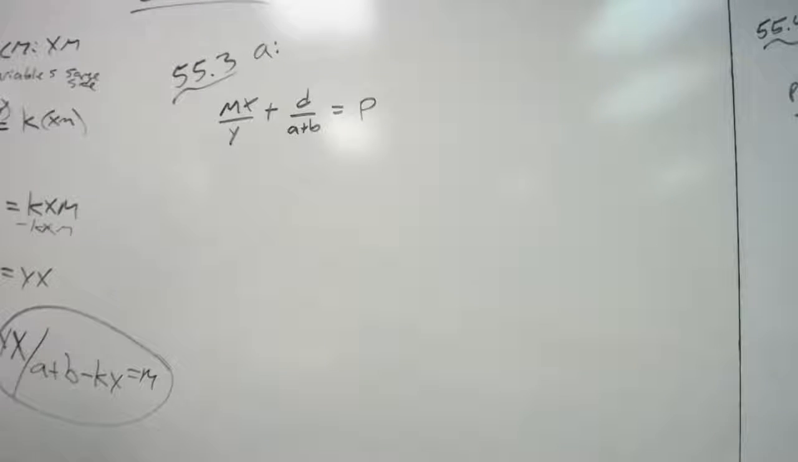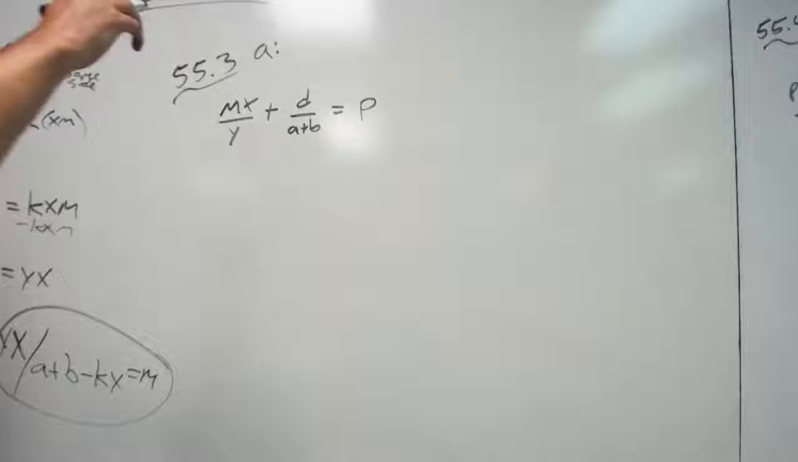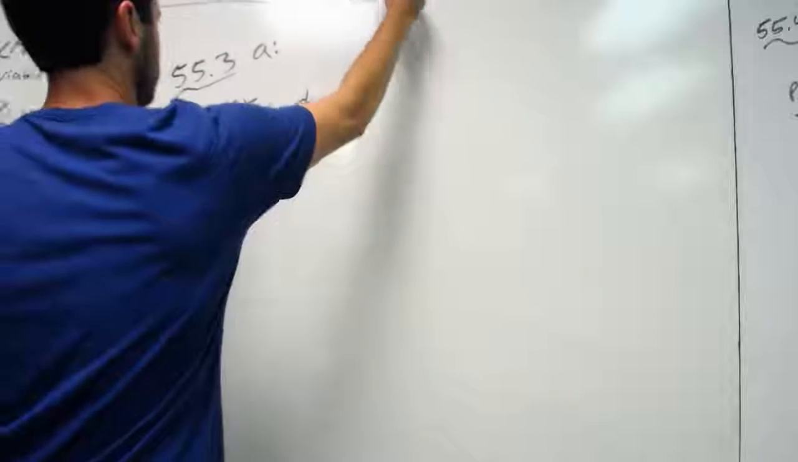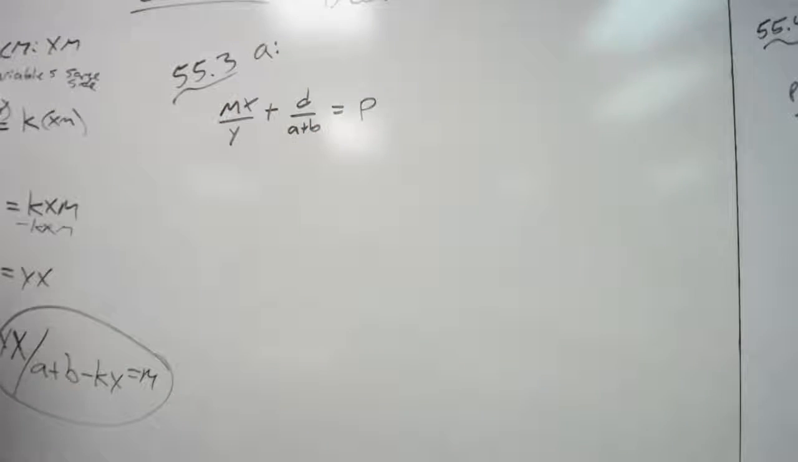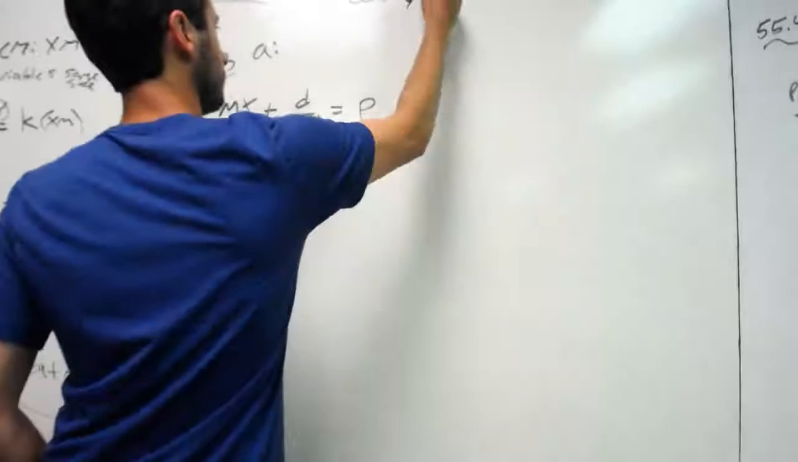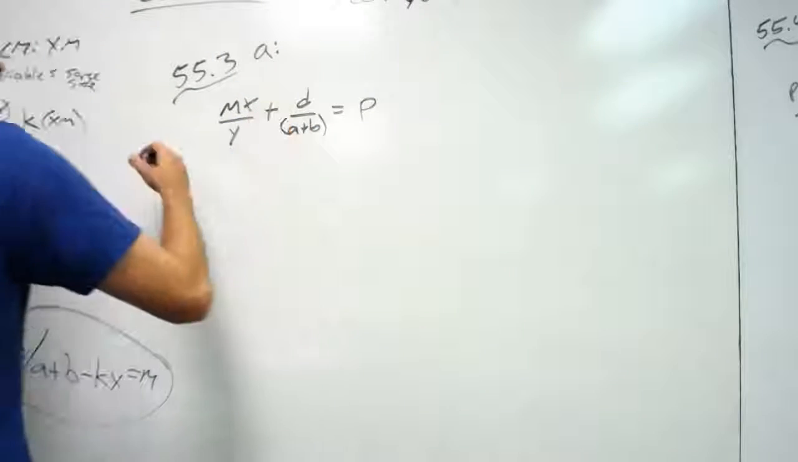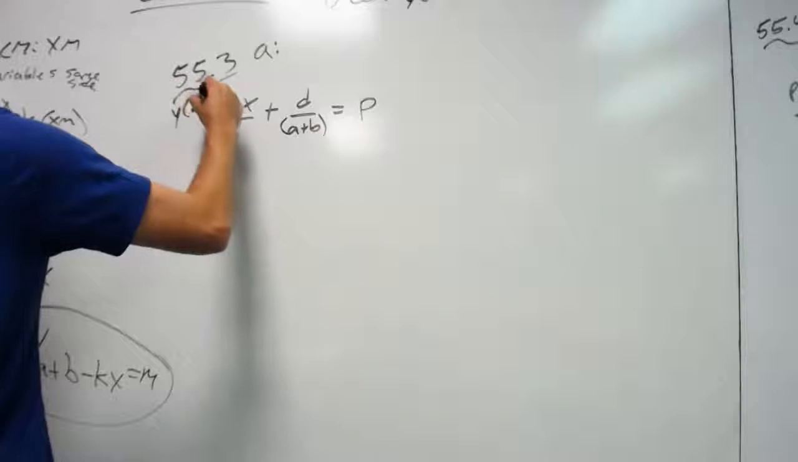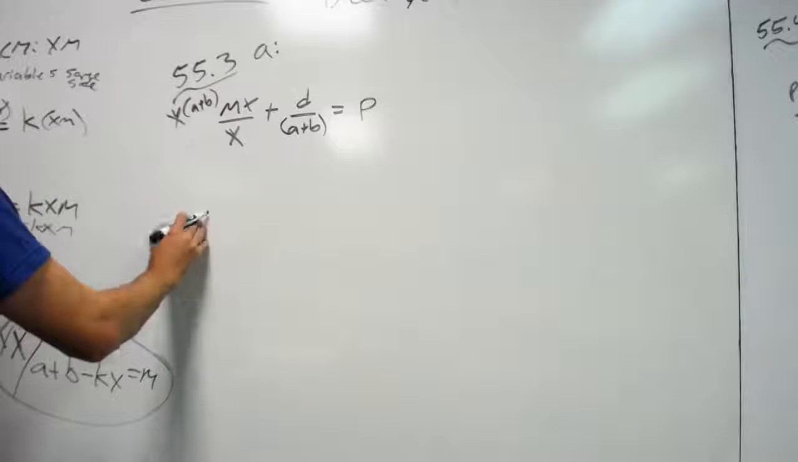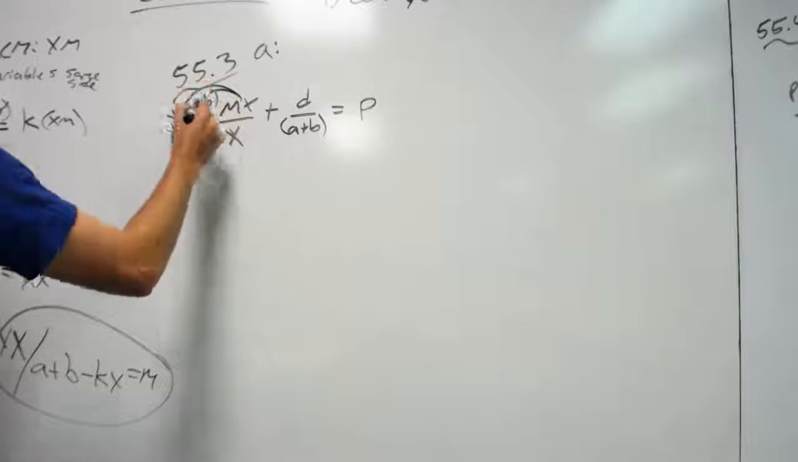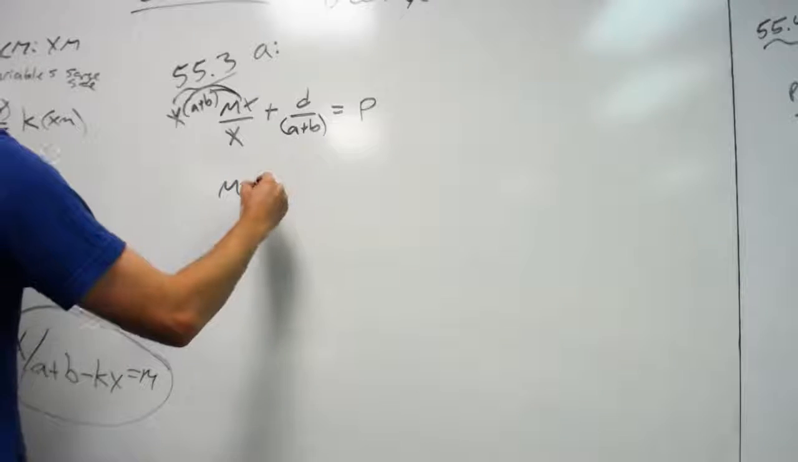Let's see, mx over y plus d over a plus b equals p, and we're solving for a. Well, our least common multiple is where we start, and remember, a plus b is its own identity, so we have to multiply y times a plus b as our least common multiple. So we do that to all these spots. Y is crossed out there. Got to distribute mx to a and mx to b, so we get mxa plus mxb.